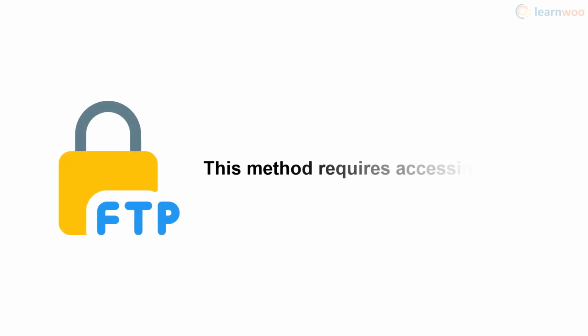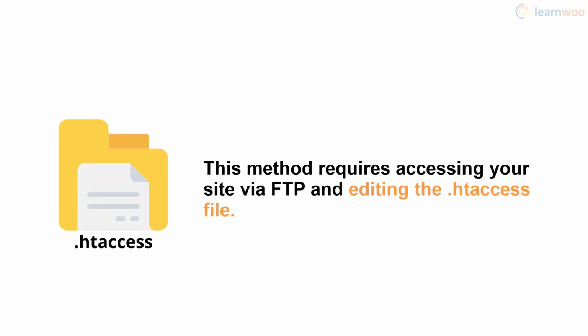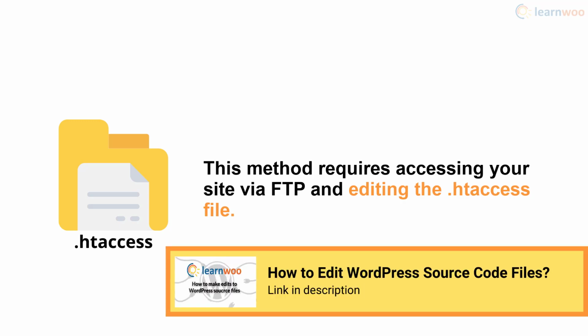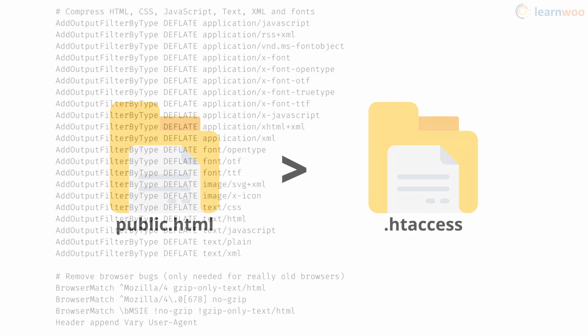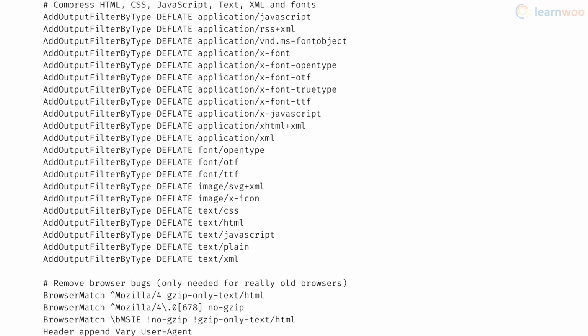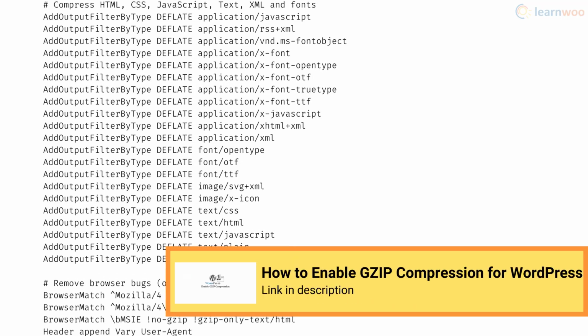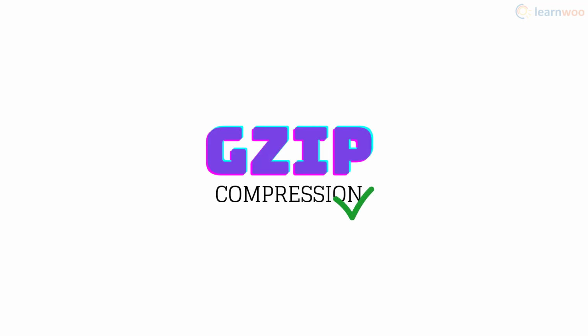This method requires you to access your site using FTP and edit the .htaccess file, thus it's not recommended if you're not confident. Check out this video to learn more about editing WordPress source code files. Once there, navigate and open the .htaccess file in the public HTML folder. Then, simply add this bit of code without changing anything else. You can copy the code from the article in the description. Save and close the file when you're done. With that, GZIP compression has been enabled on your website.